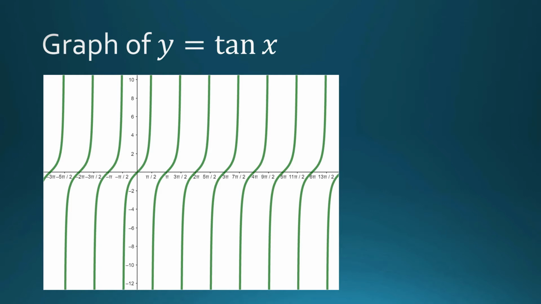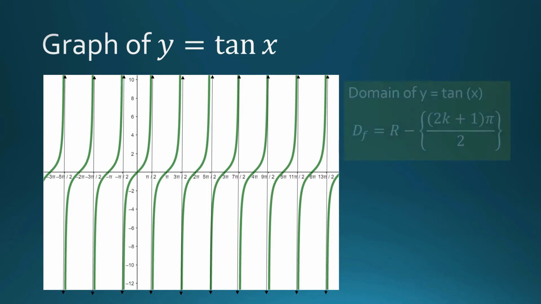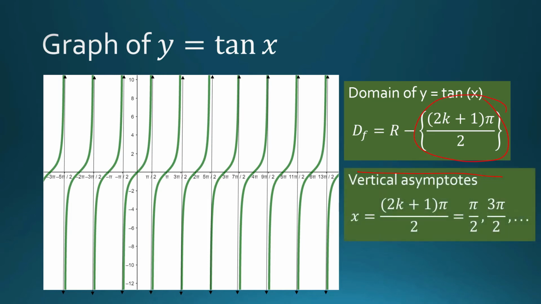Okay, so what do we have here? We have these invisible lines. These are our vertical asymptotes. These vertical lines are not part of the graph, but they are there and they are defining the shape and the direction of the graph of our tangent function. Where did these lines come from? It came from this. We remove this from the set of real numbers, and we call each of those lines your vertical asymptotes.